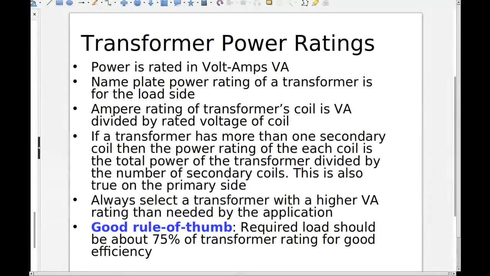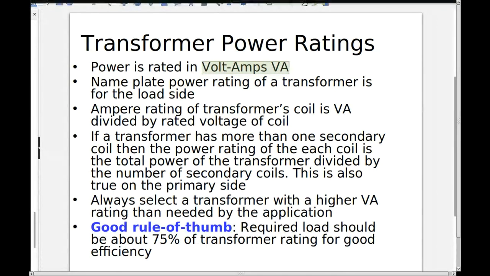All right. Transformers are given in volt amps. So remember we talked about real power, apparent power, and reactive power. Apparent power is rated in volt amps. Transformers have a nameplate rating on them that gives you the power, and it'll be in VA, and that rating is on the load side.